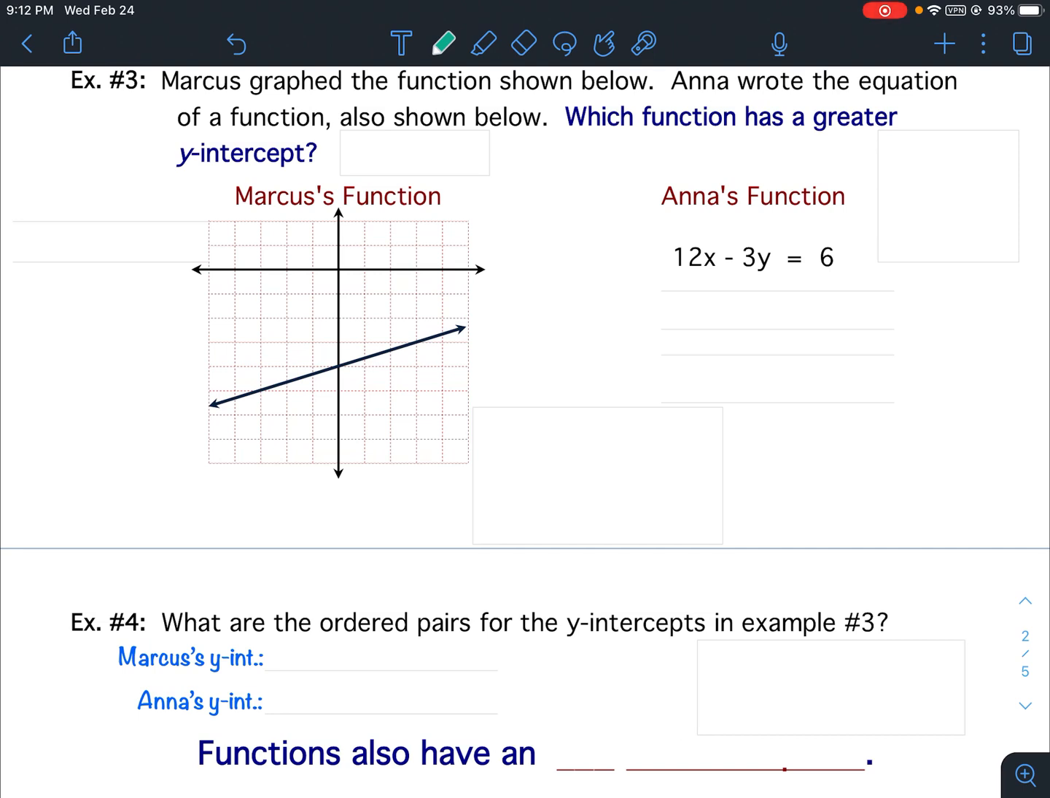So now we're not comparing rate of change, we're comparing the y-intercept. Your y-intercept is the b in the equation. Your y-intercept is where the line crosses the y-axis. So to find the y-intercept, we have to solve for y first. So write down this and write down this.